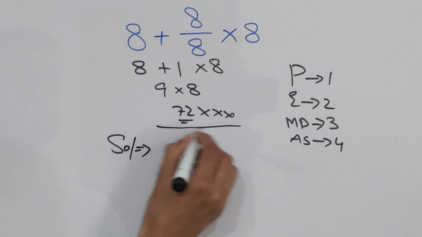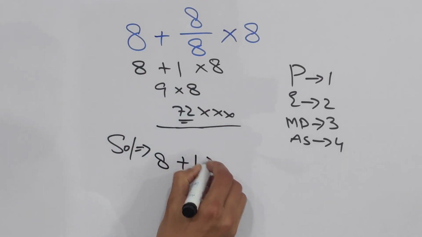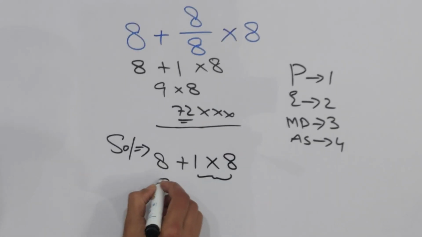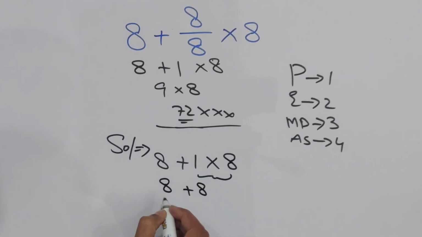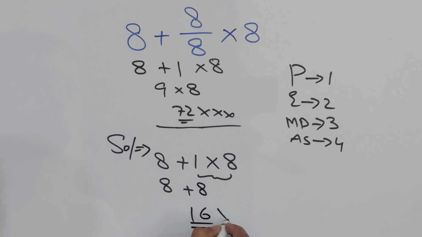So 8 plus 8 divided by 8 is equal to 1, multiply 8. So now multiply first. So 8 plus 1 times 8 is equal to 8. So 8 plus 8 is equal to 16. This is the correct answer.